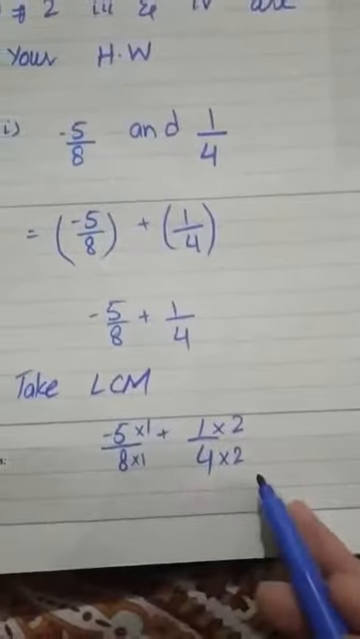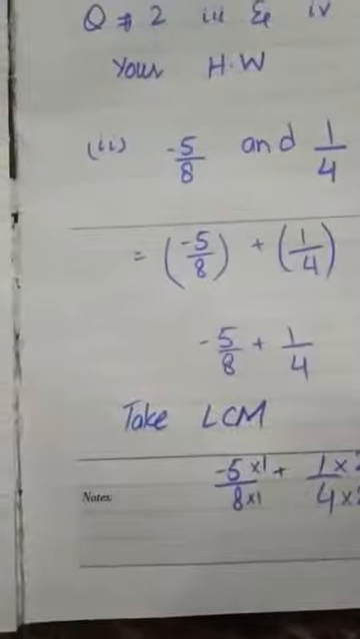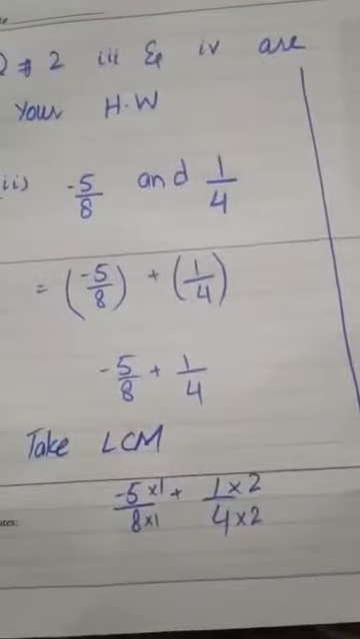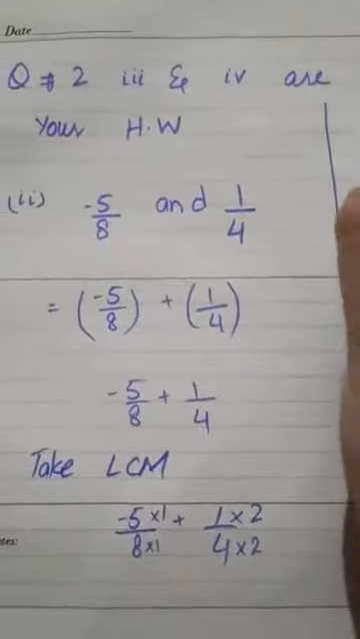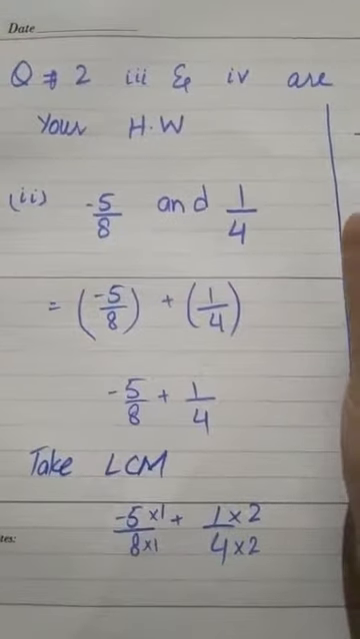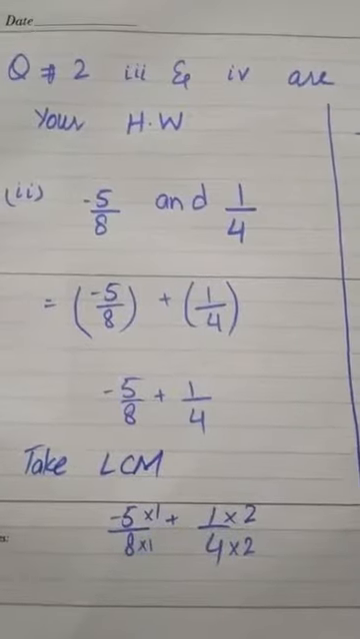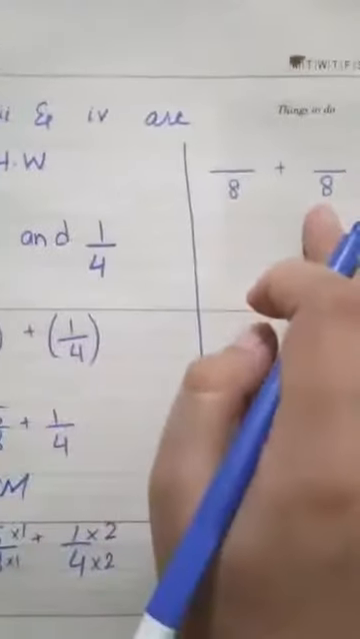And 8 comes on its own table 1 time, so we will multiply the first rational number by 1. Now you will see the denominator will become the same. The denominator of the first rational number is 8 times 1, which is 8, and the denominator of the second rational number is 4 times 2, which is 8. So the denominator will become the same.